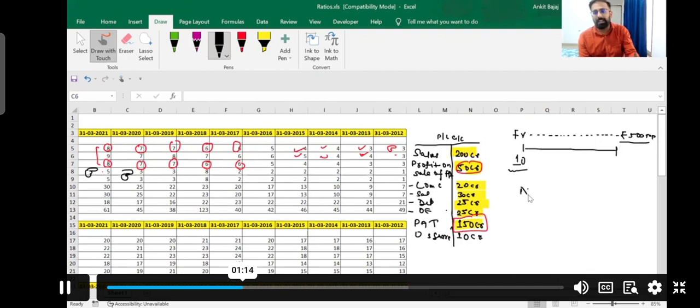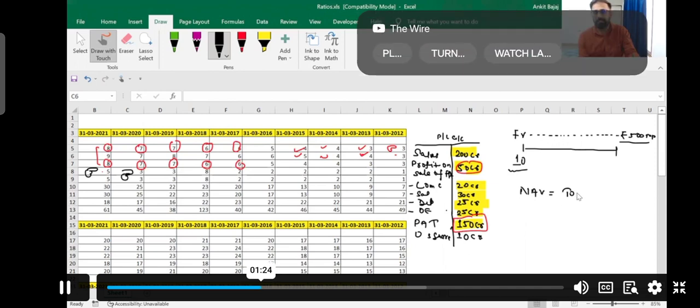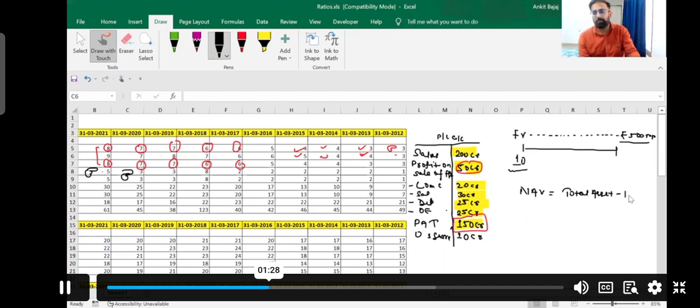What is NAV? NAV means net asset value. So what is the formula for net asset value? It is total assets minus liabilities. Or you can also say net asset value is the shareholder fund. Shareholder fund means equity share capital plus reserves and surplus.